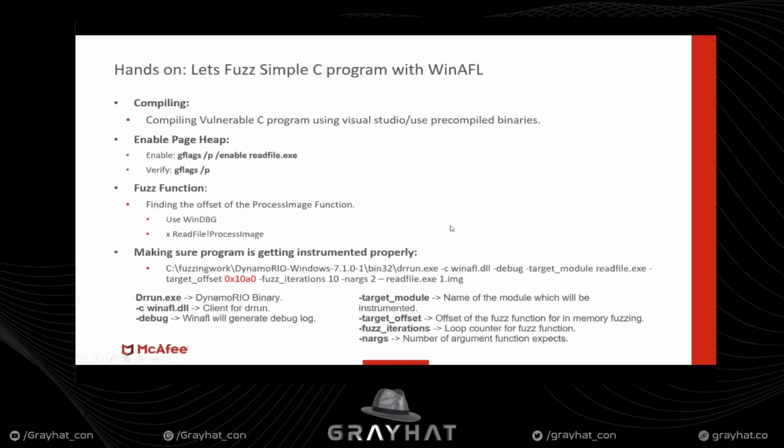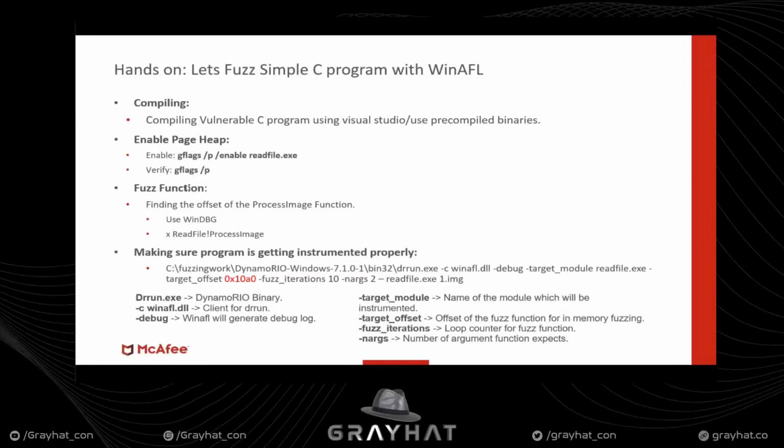So the first thing we are going to do is compile our vulnerable C program which we used in part 2. We will compile it using Visual Studio and I will walk you through some of that code. In case you don't have Visual Studio installed on your system, you can use a pre-compiled binary and follow along. After that, we will enable page heap for the compiled binary.